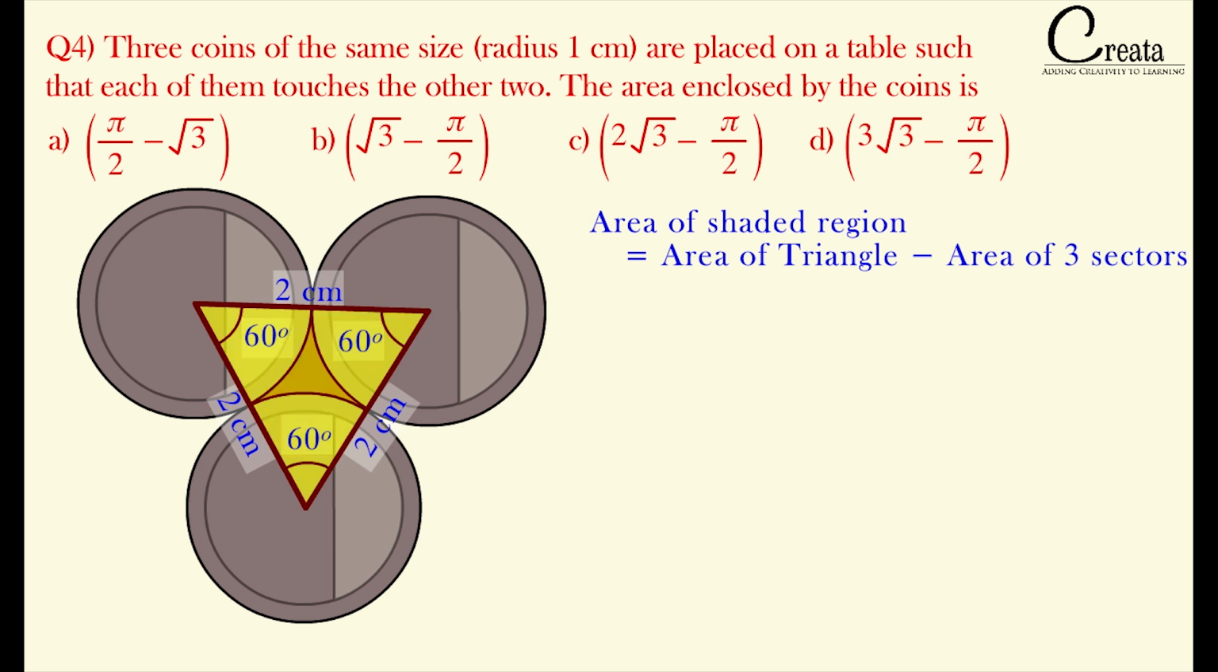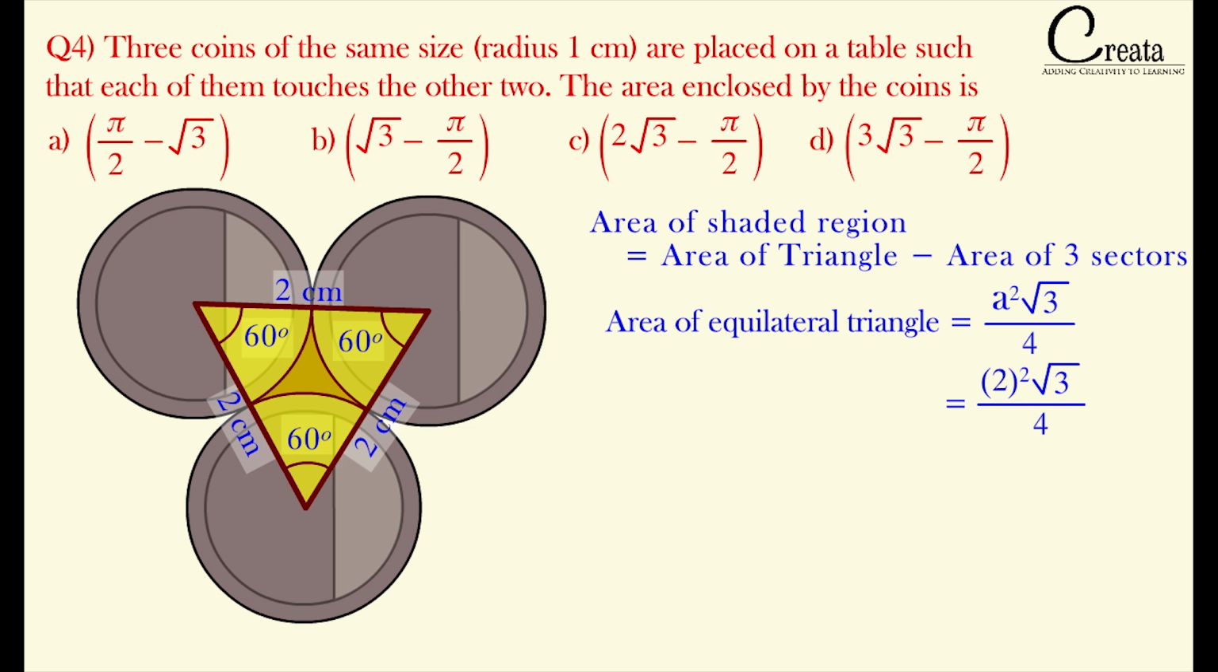We will find area of this triangle. Further, we will find area of this sector and we will subtract area of these three sectors from the area of the triangle to get the area of the shaded region. Let's do so. First of all, we will try to find the area of this triangle. This is an equilateral triangle and we know area of an equilateral triangle is equal to a square root 3 upon 4. Here A is the side of this triangle which is 2 centimeter. Let's put the value. So we got area of this triangle as root 3 centimeter square.